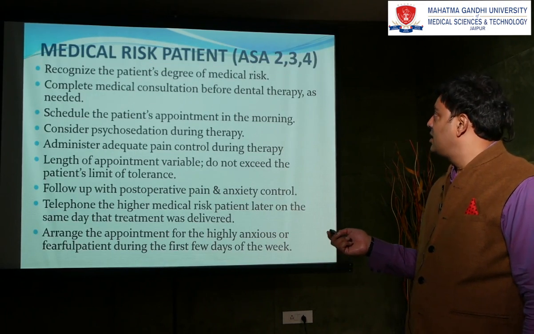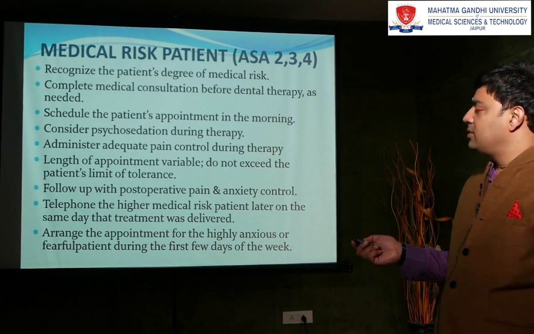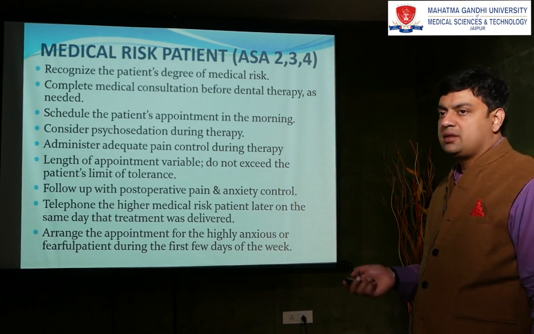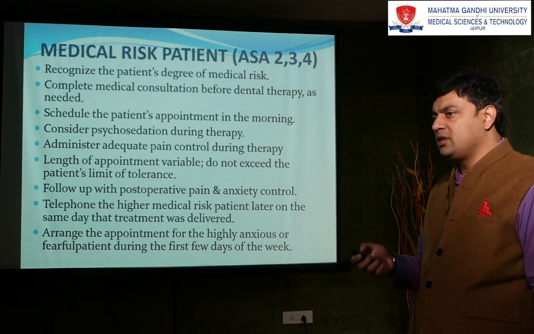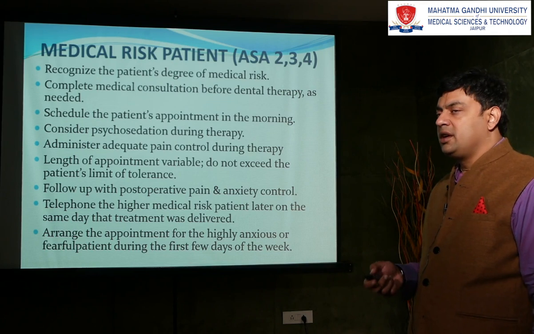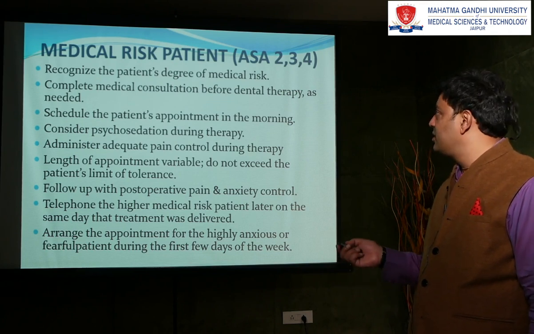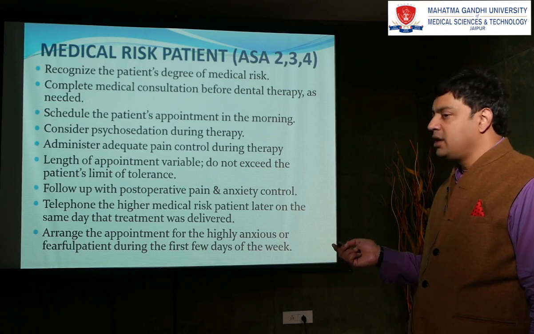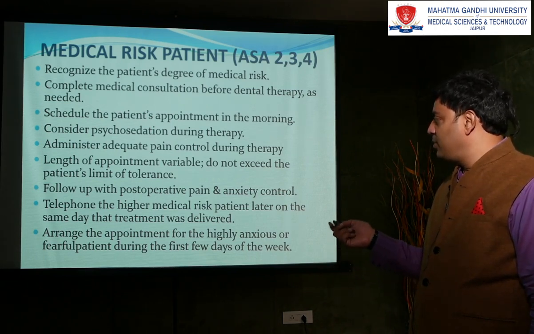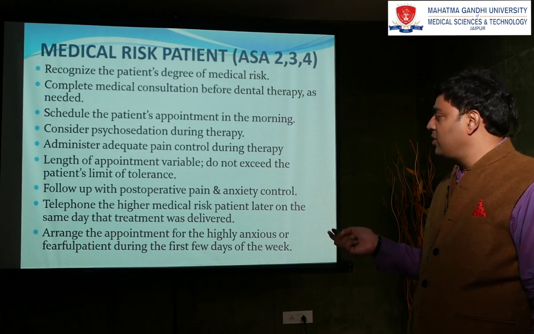Medical risk patients are ASA type 2, 3, 4. How to manage them? One is recognize the patient's medical risk based on the case history which you take thoroughly. If a medical consultation is required, please refer the patient before the therapy. Schedule the patient's appointment in the morning. Consider psychosedation, all the stress reduction protocols. And please follow up in the evening if you have done any procedure.